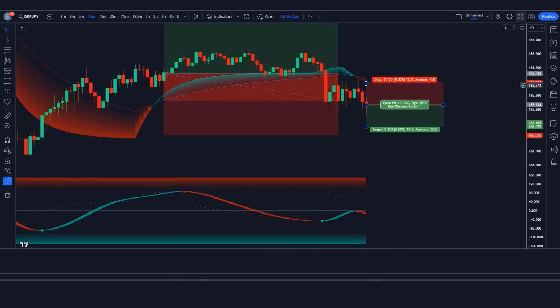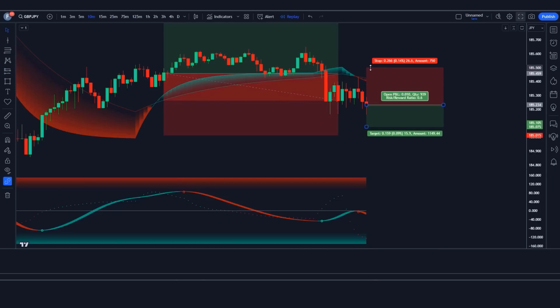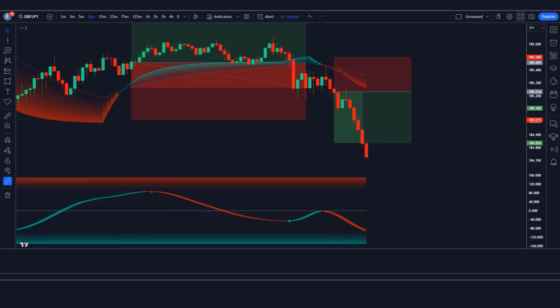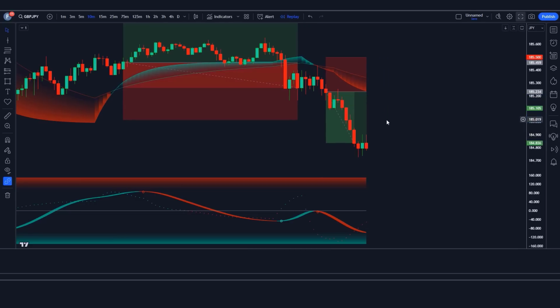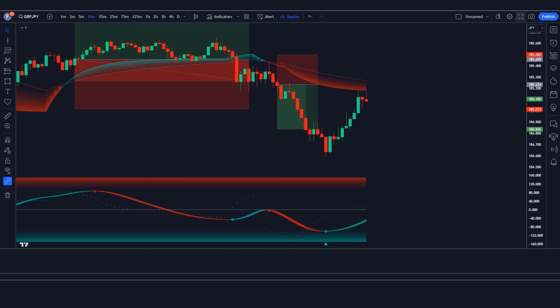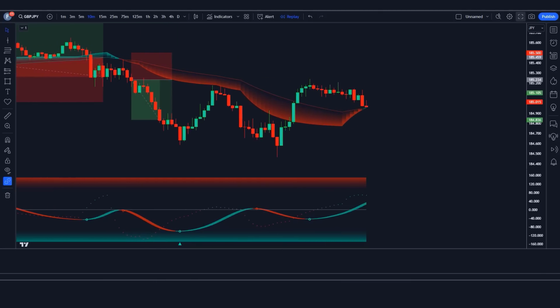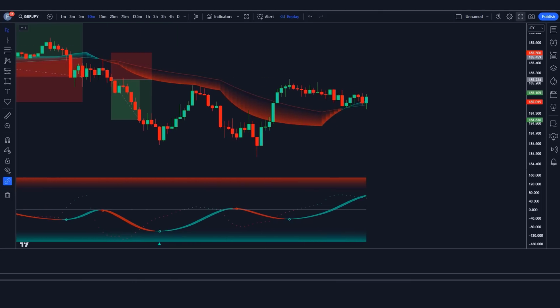Our stop loss is to be placed at the previous high of the liquidity area, and the risk to reward ratio will be 1:1.5. Let's see what happens to our trade. We have won the trade. Let's find the next trade. We have got the signal.